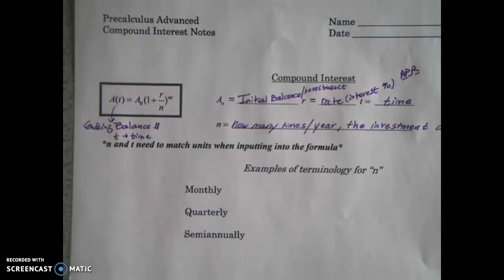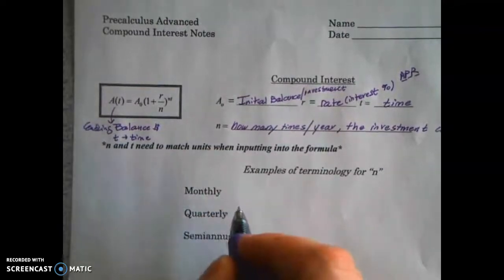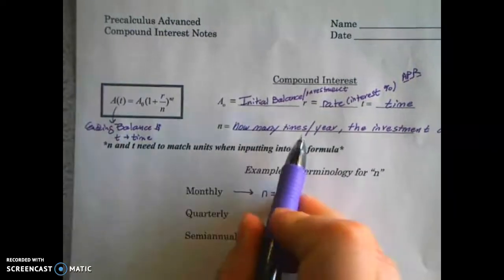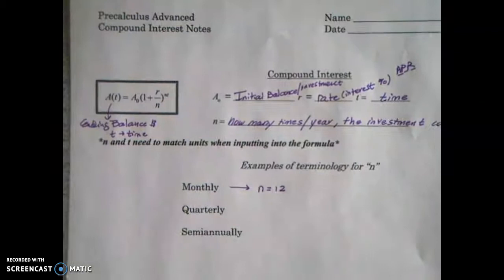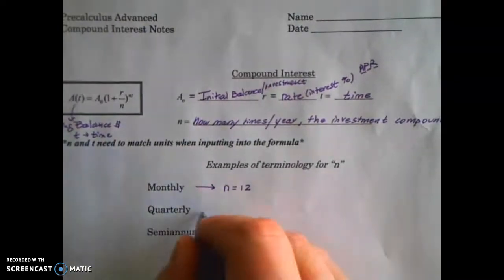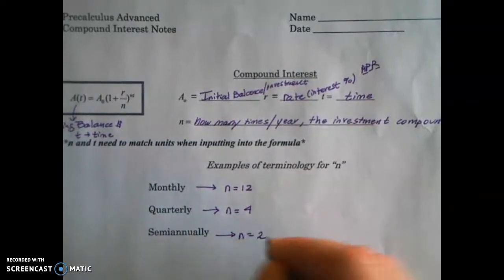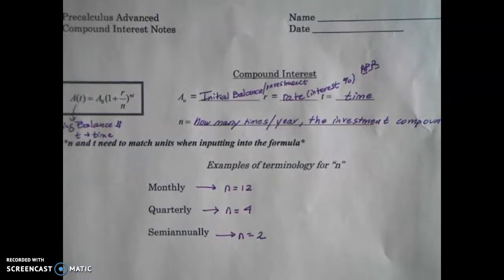So if T happened to be in days, we would either have to convert that to years, or we'd have to convert N to days. And the examples of terminology for N, in terms of what we're going to plug in: if we were compounding monthly, N would be 12, how many times per year the investment compounds. If we're compounding quarterly, every quarter, N would equal 4. Compounding semi-annually, N would be 2. Semi-annual would be twice per year. Just some different things to show you there.